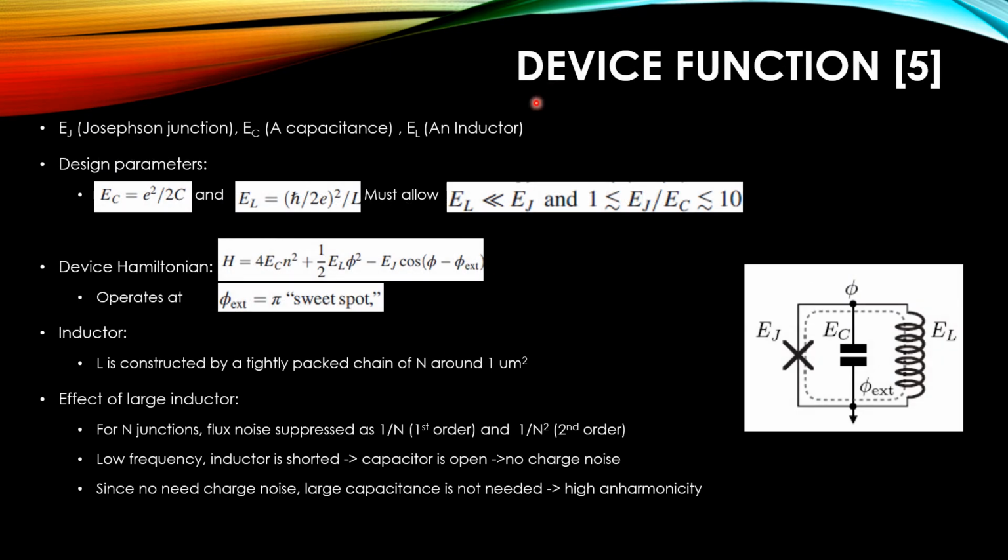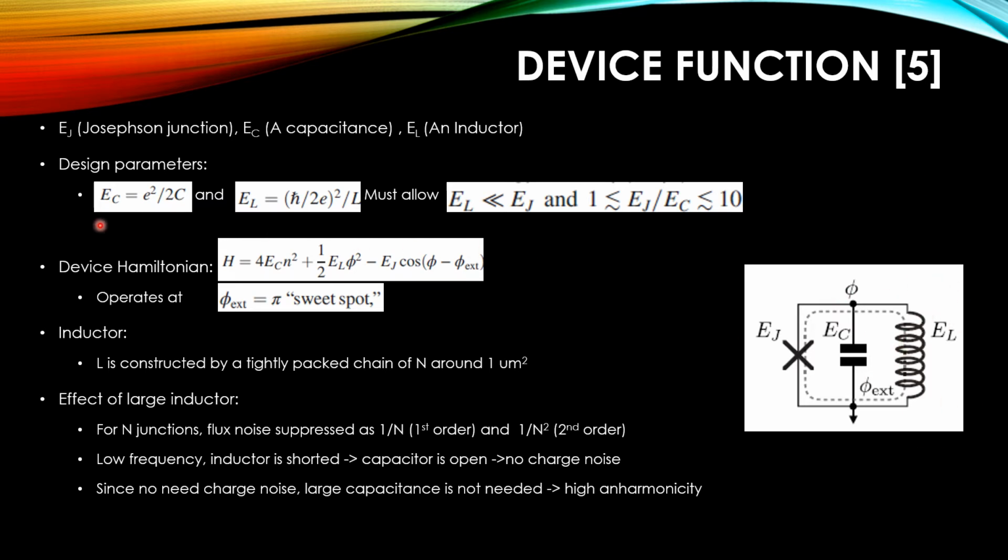I will talk about device function. In this slide, the diagram of the Fluxonium qubit is over here. It has EJ to be Josephson junction, EC to be a capacitance, and EL to be an inductor. It's basically like a Cooper pair box shunted by inductor.